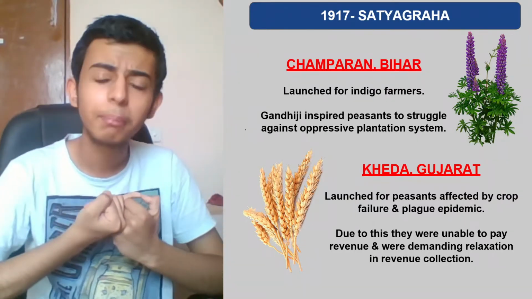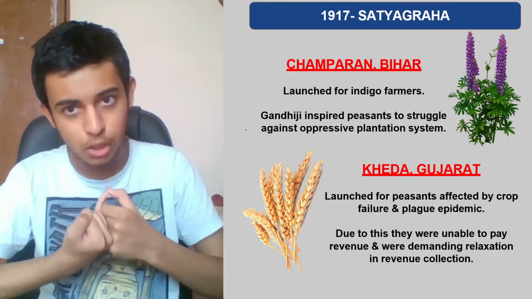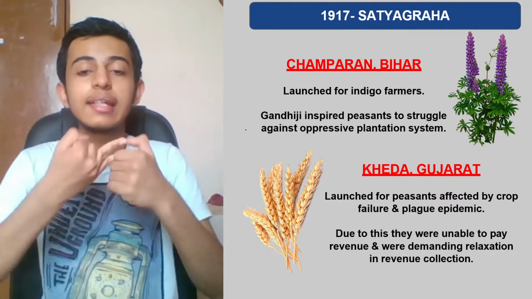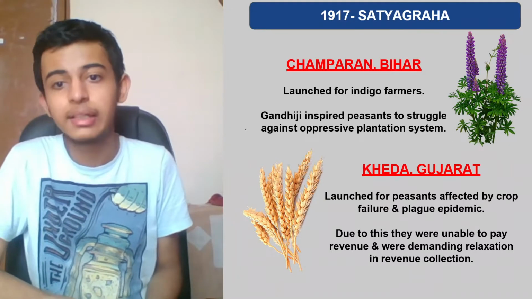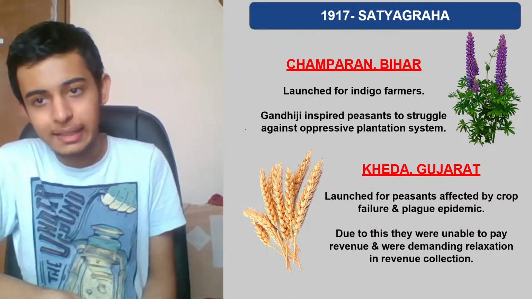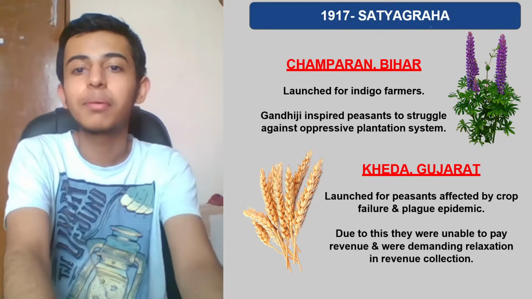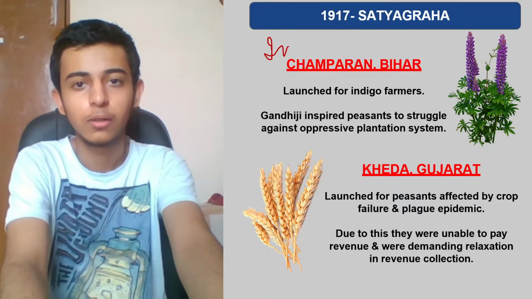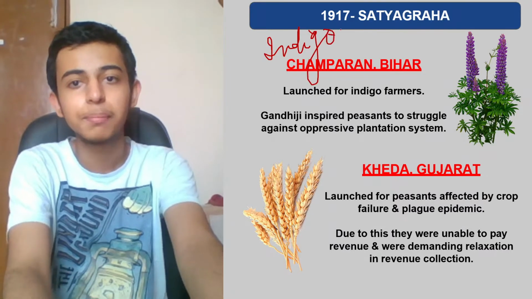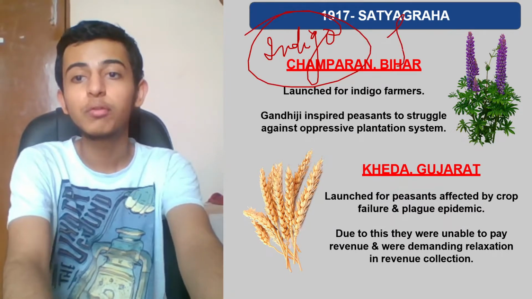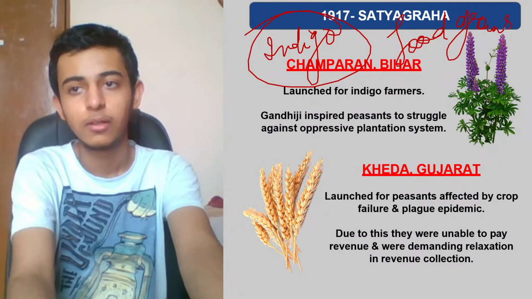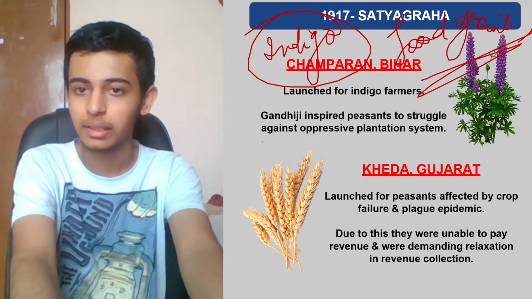The Champaran movement was for indigo farmers, right? This movement was for indigo farmers, and he inspired peasants to struggle against the oppressive plantation system. So you know, in Champaran, Bihar, indigo was compulsory to grow, right? Because the Britishers liked it. But you know, food grains were more important than indigo. That is why they were struggling.